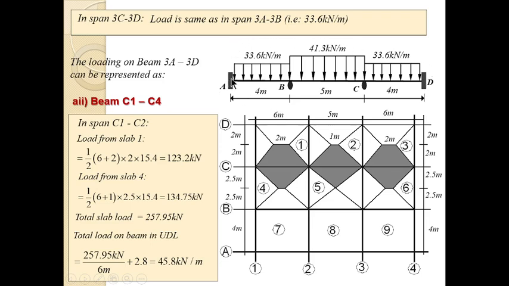So we are drawing the beam again. This is the straight beam. We have spans A, B, C, D, and these are the dimensions of the spans: 4 meter, 5 meter, 4 meter. This is the loading. In this span, we had a load of 33.6 kilonewton per meter. In this span, we had a load of 41.3 kilonewton per meter. And this last one, we have 33.6 kilonewton per meter. And so this is how we can load a beam.